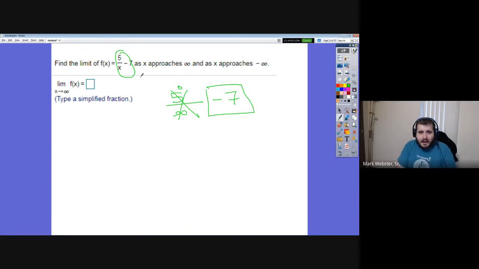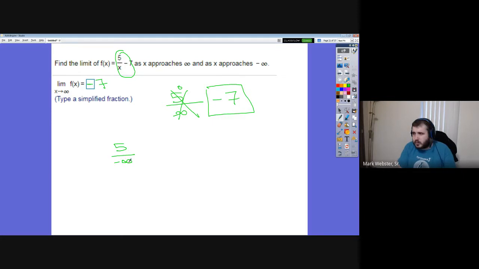As x gets super big, this fraction part tends to 0. And what's left over is this minus 7. So the answer is just minus 7. Now let's look at what happens. This is when it goes to positive infinity. Let's do the same thing with negative infinity.